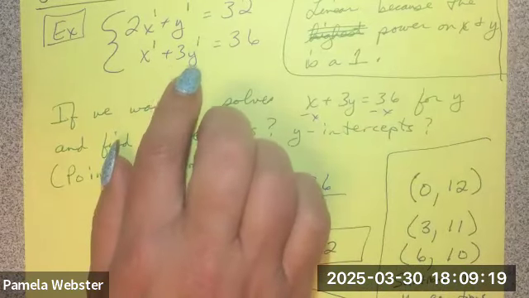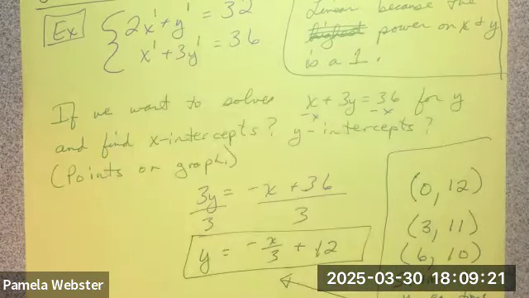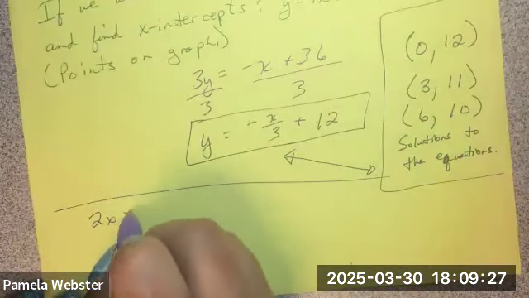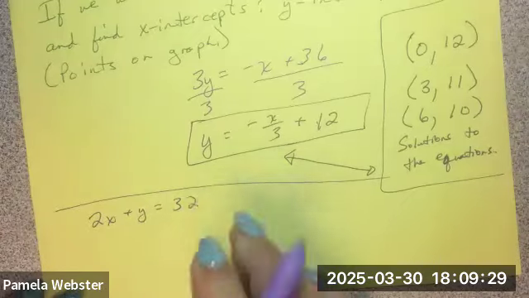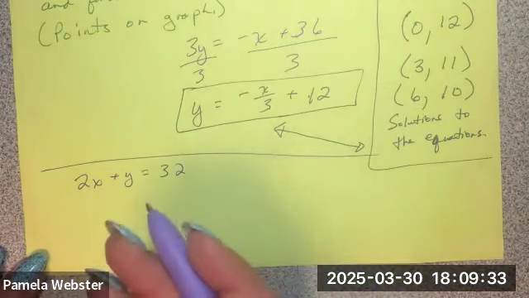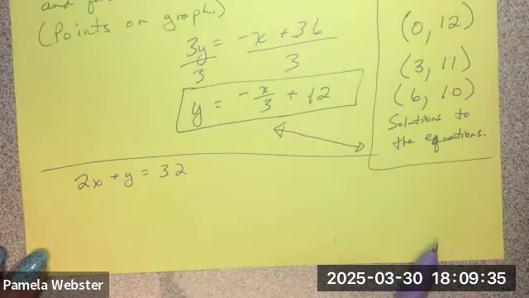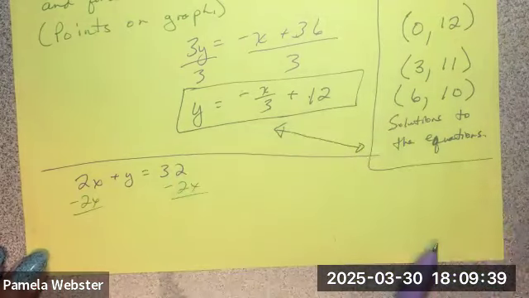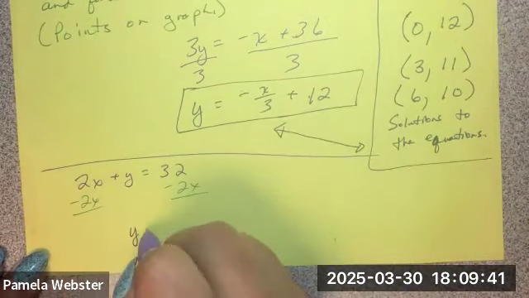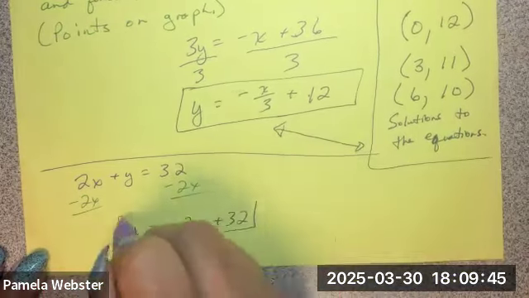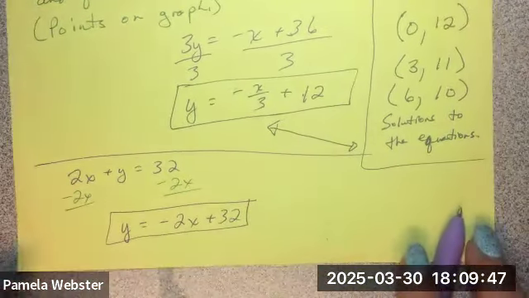But my question is, what if I took this other equation? The other equation is 2x plus y equals 32. Well, again, I can't stick that on my calculator like that. I need to solve for y. This one's not bad at all because I'm just going to subtract the 2x, right? So y equals negative 2x plus 32 is that guy.